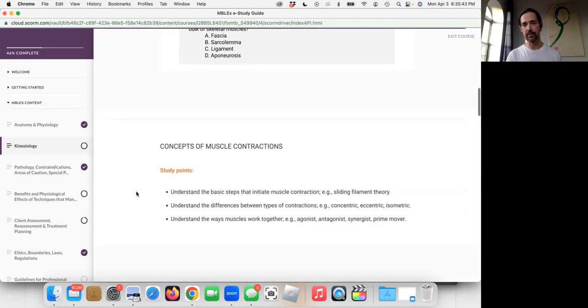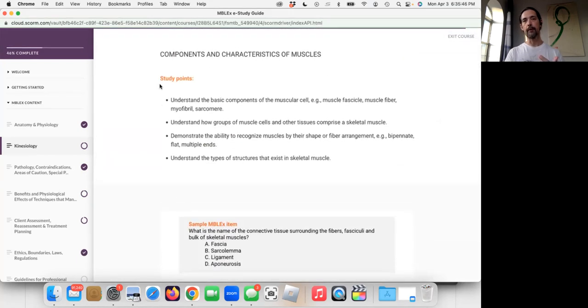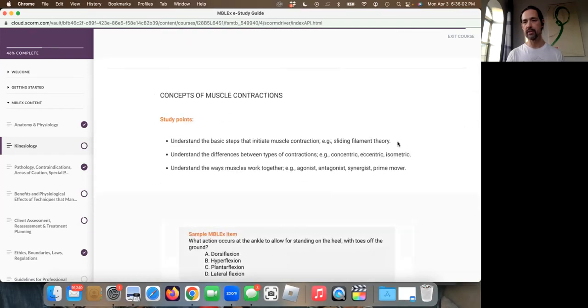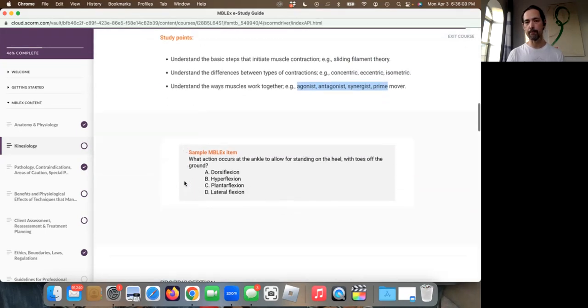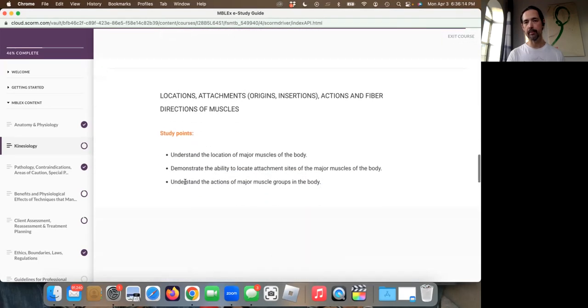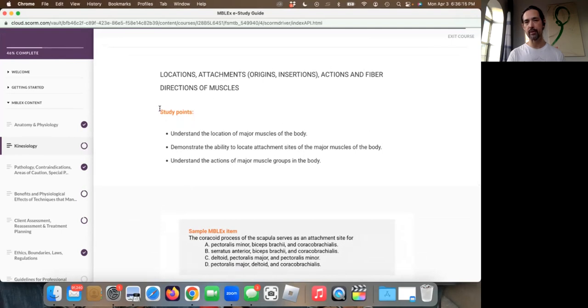Again, of course. And then we're off to the specific sections, and for kinesiology, that's components and characteristics of muscle. So that's what's called histology. That's the cell. What's the muscle made up of? Fascicles, fibers, myofibrils, and then the components of muscular contractions. That's specifically the sliding filament theory, eccentric, concentric, isometric, agonist, antagonist, synergist, prime mover, and then proprioception, locations, attachments, actions, and fiber directions of muscles.